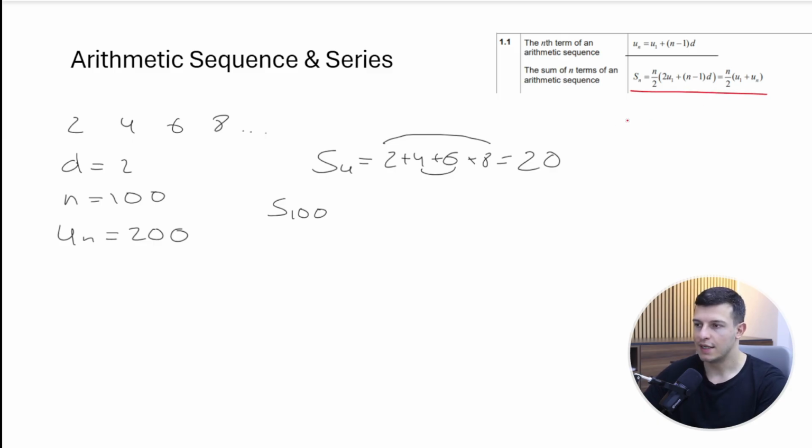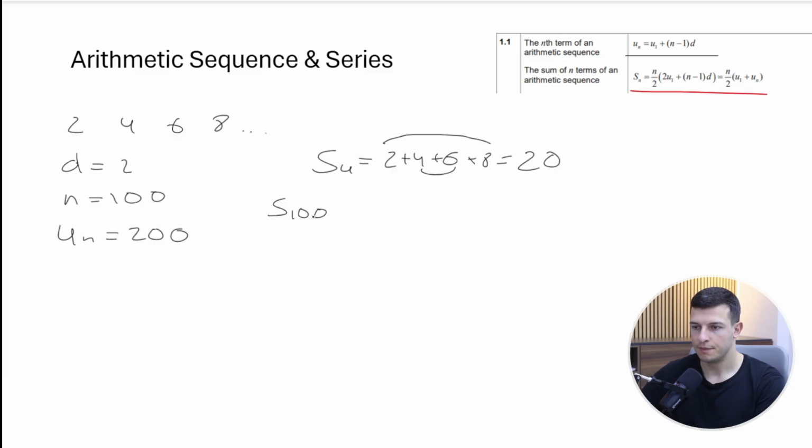Okay, what do we have here? We have Sn equal to n over 2 times (2u1 plus (n minus 1)d), and we have another formula, which is n divided by 2 times (u1 plus un). Now, why do we have two formulas here, and are they related? They are very related, meaning you can get one from the other. Okay, so let's see how.